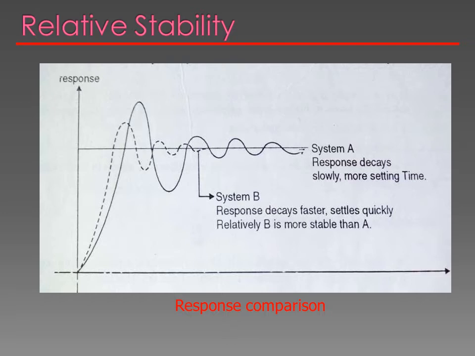Okay, so system B is relatively more stable than system A. Understood? The system in which the response decays faster or settles quickly is the more stable system.